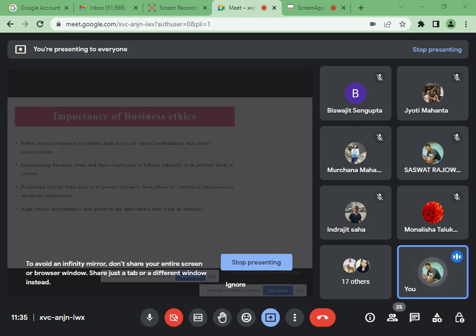Importance of business ethics. The first is that the public expects business to exhibit high levels of ethical performance and social responsibility. Secondly, encouraging business firms and their employees to behave ethically is to prevent harm to society. Promoting ethical behavior is to protect business from abuse by unethical employees or unethical competitors. And high ethical performance also protects the individuals who work in business.